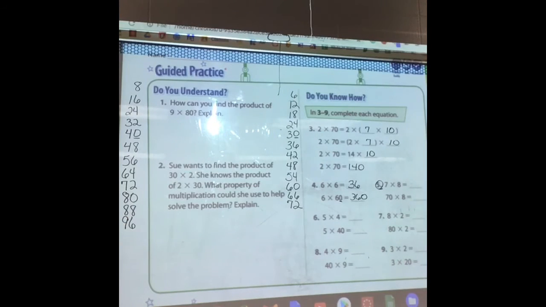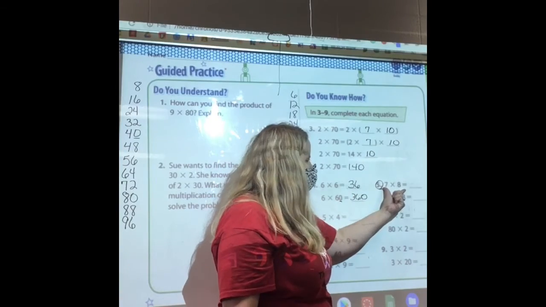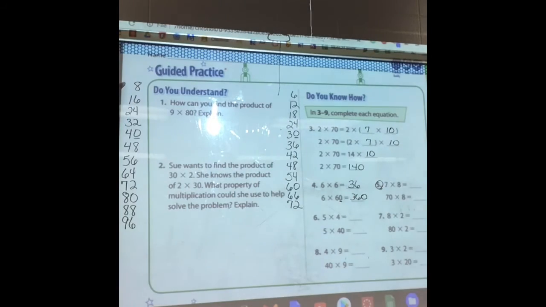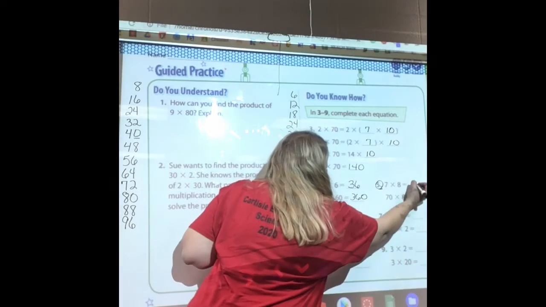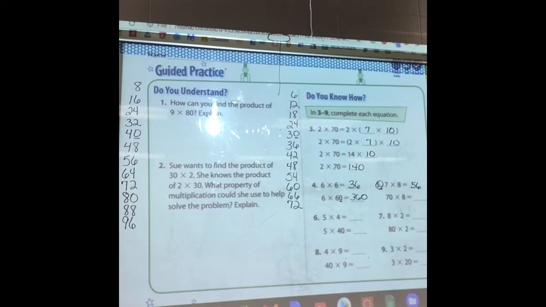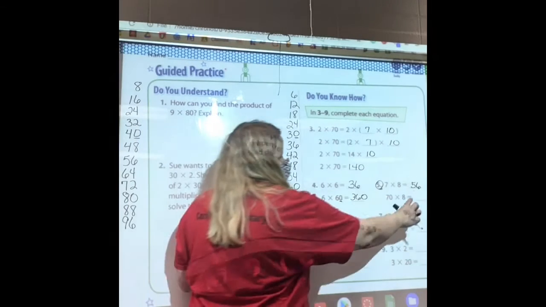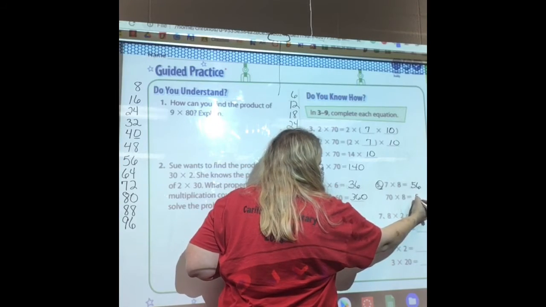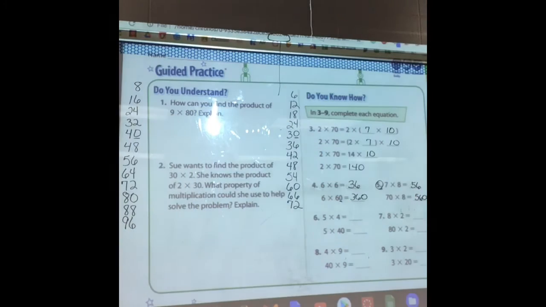Okay, so my basic problem over here is 7 times 8, which is 56. 1, 2, 3, 4, 5, 6, 7, 8. Then 70 times 8 would be, what do we think? 560. Good job. So that's basically what we're doing today.